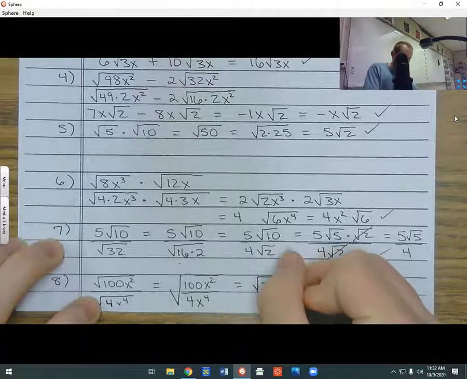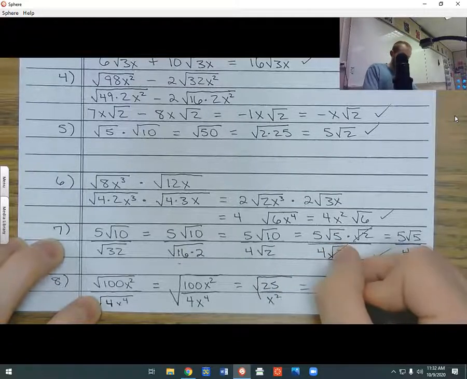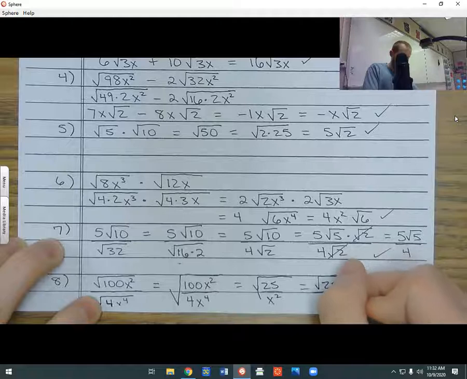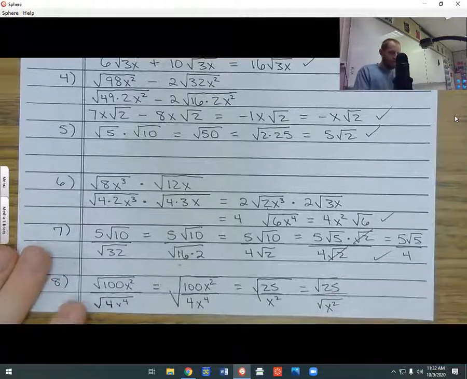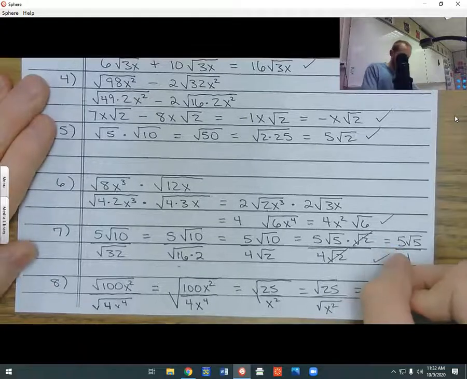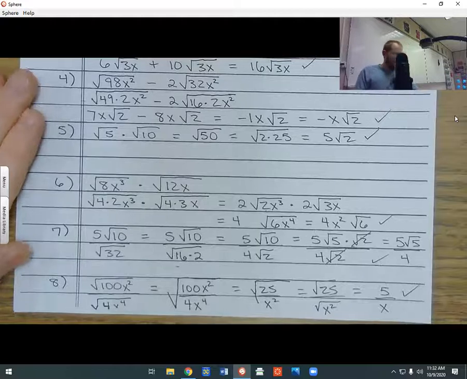So now I can break this back up again into square root of 25 on top, square root of x squared on the bottom. These are both perfect squares, so it actually works out pretty nicely. The top is going to be 5, the bottom is going to be x. Okay, that is operations with radical expressions.